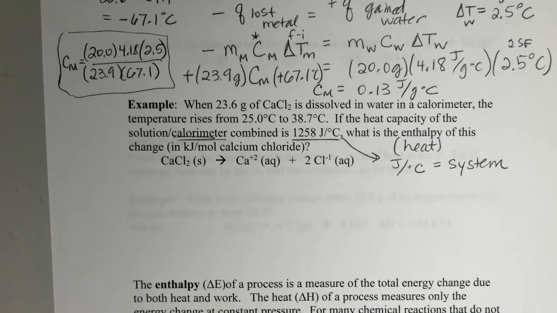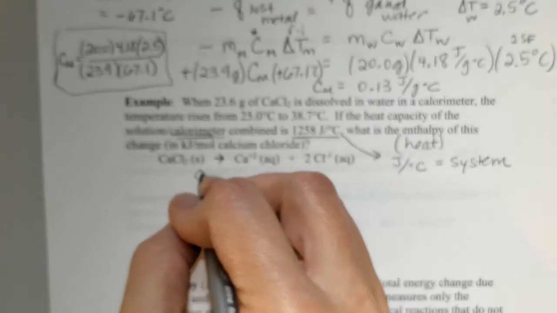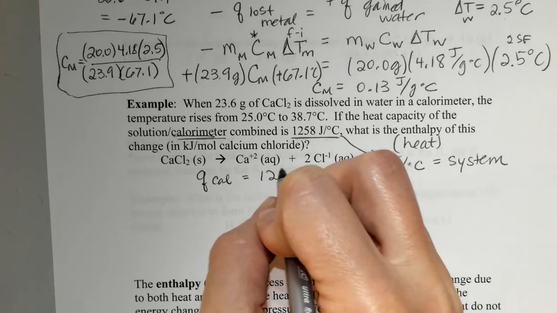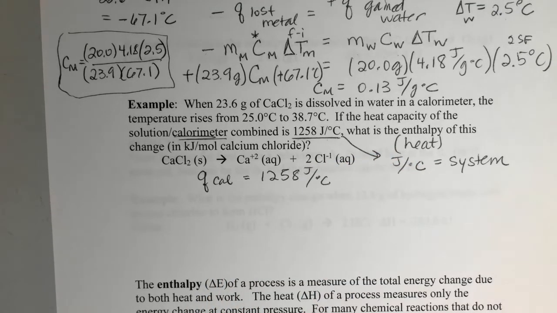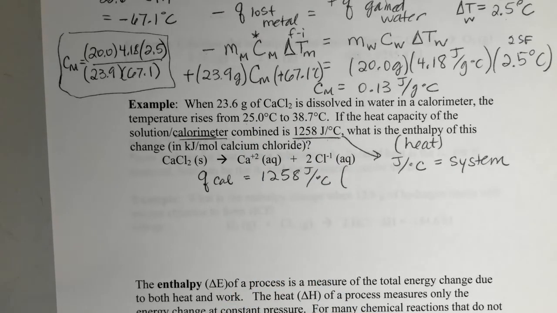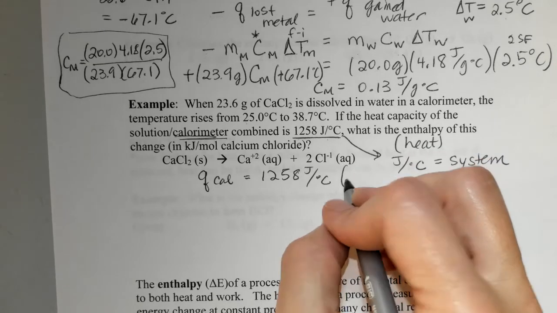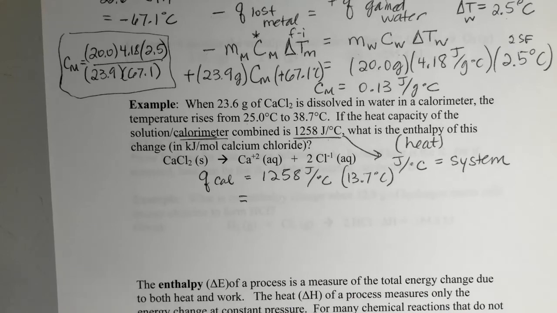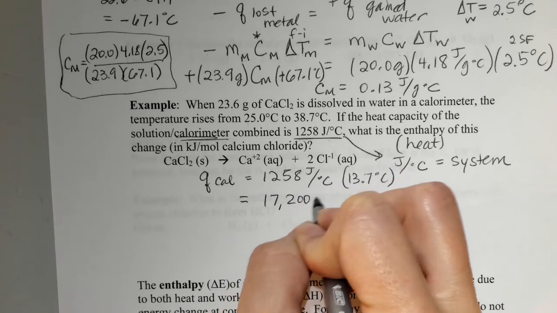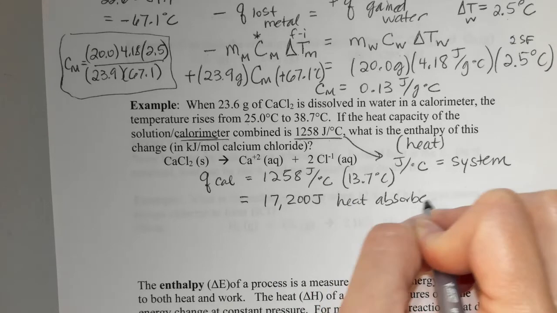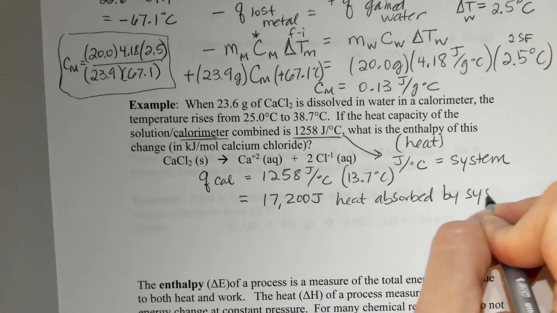All right, so the 1258, first what we're going to do is find Q for the calorimeter, for the system. So that heat capacity of 1258 joule per degree Celsius. And what we can see here is that change in temperature, 38.7 minus the 25.0, was 13.7 degrees Celsius. So if I take that 13.7 multiplied by 1258, I get a Q of 17,200 joules. All right, so that was the heat absorbed by the system or the calorimeter.